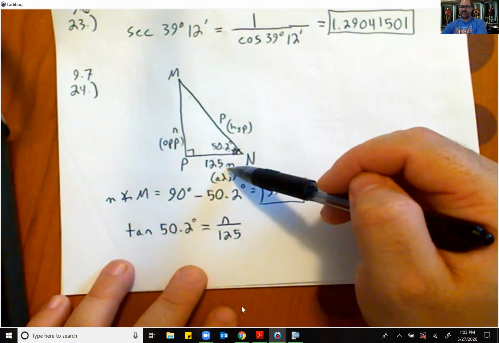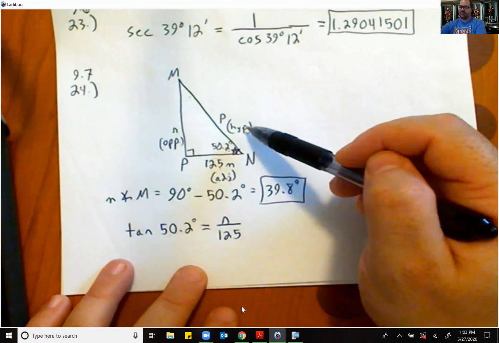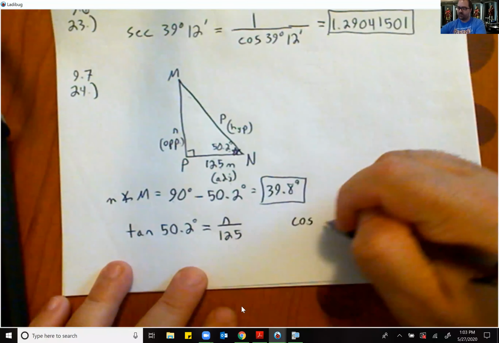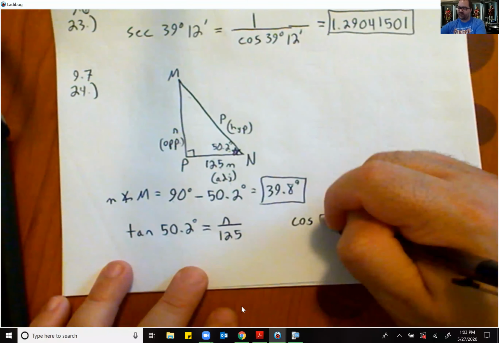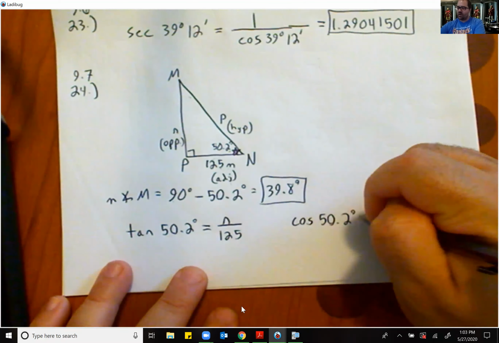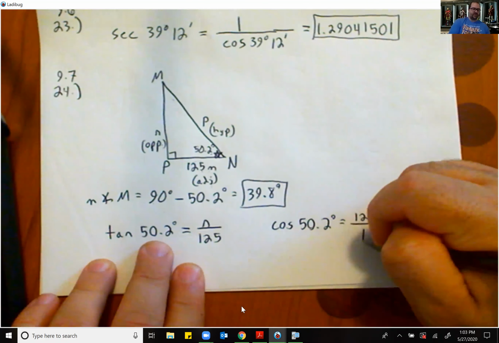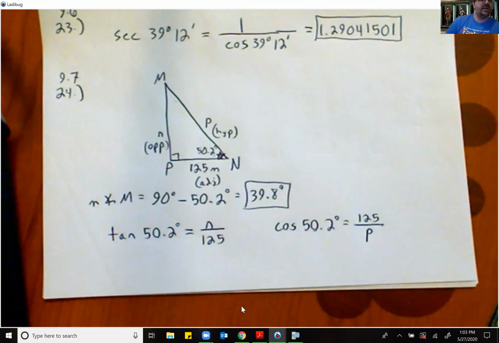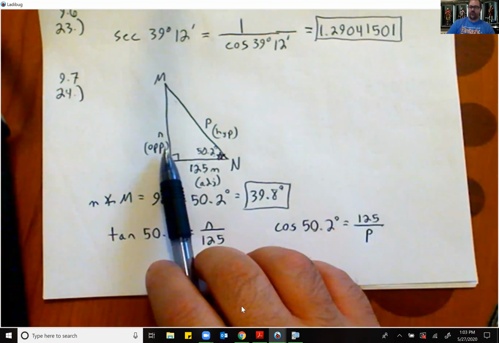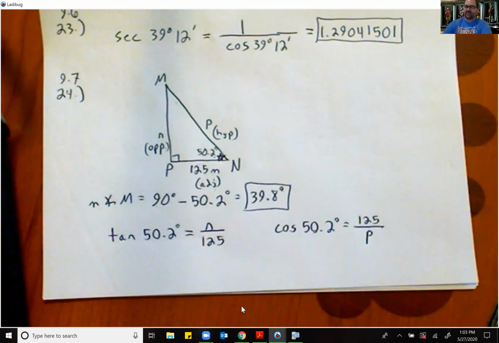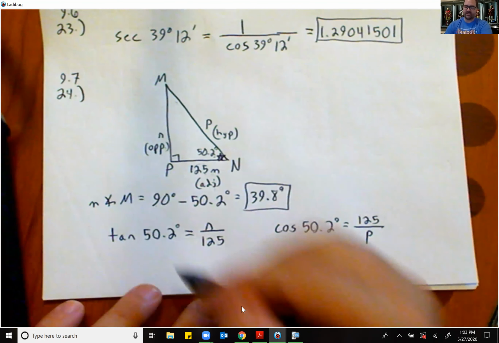So that's adjacent and the hypotenuse. That's cosine. So I will use cosine 50.2 degrees, which is equal to 125 over P. So those are the 2 that I'm going to use to help me solve. I won't use sine because, as I said, sine will give me N over P, and I don't want 2 unknowns. So all you do to solve this, these are just proportions.